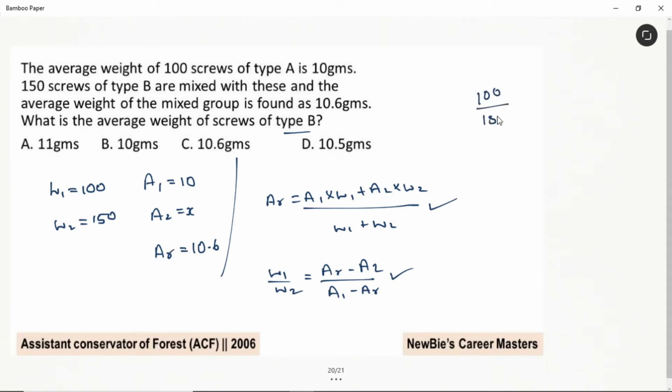100 divided by 150 is equal to AR, which is given as 10.6, A2 we don't know. Then A1 is given as 10 minus 10.6. Correct? Solve this question, everyone. Pause this video and solve for x. Calculation is very important.